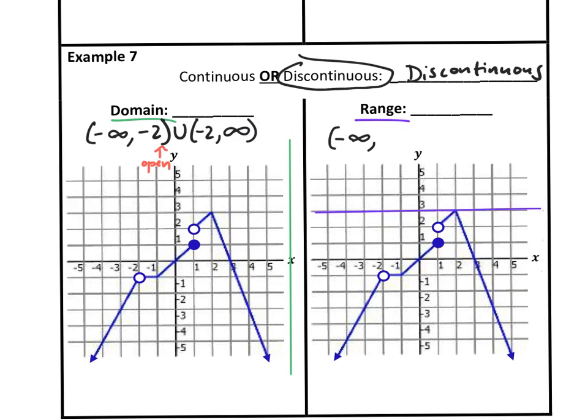And the highest point that I reach is at 3. 1, 2, 3. And I'm going to put a bracket. And why do I put a bracket? Because it was closed. That point is closed.